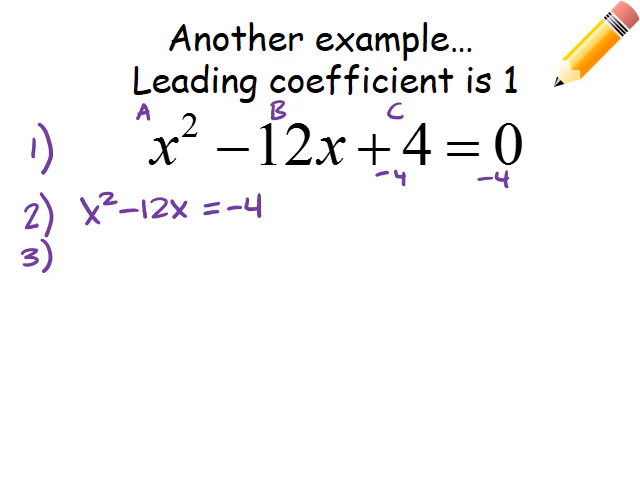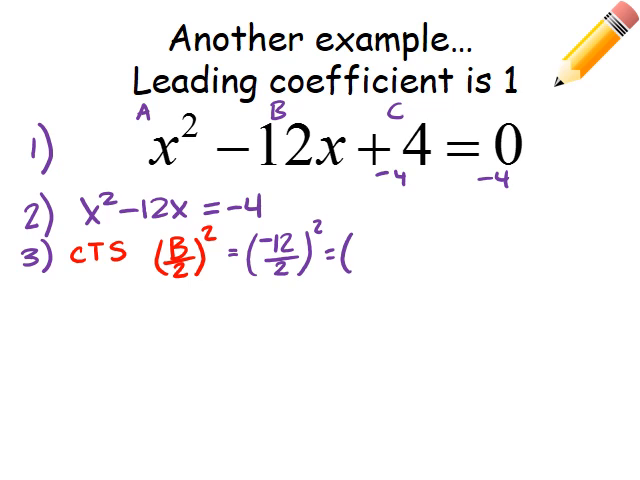Step 3, completing the square. Remember, we want to take our middle term, divide by 2, and square it. If I follow those steps, I end up with negative 12 divided by 2 and square it, which gives me a negative 6 squared, which gives me 36.